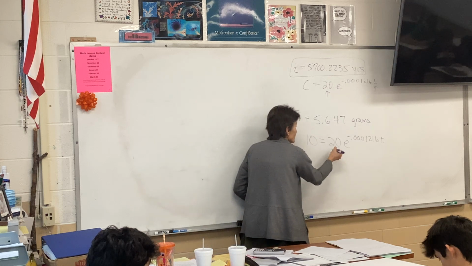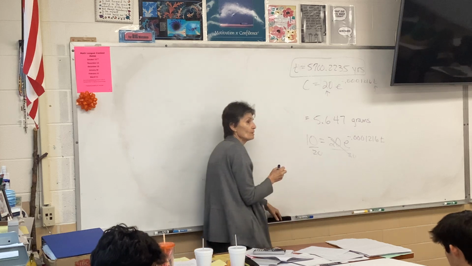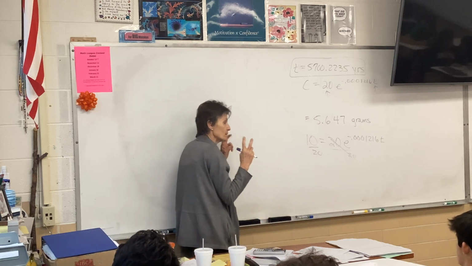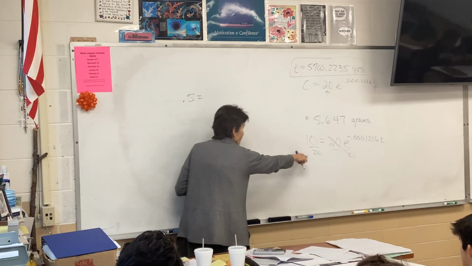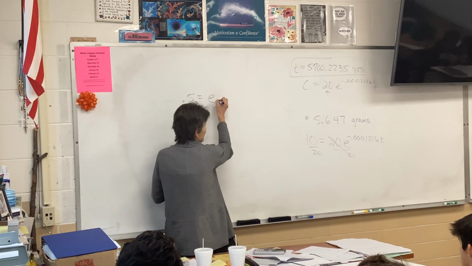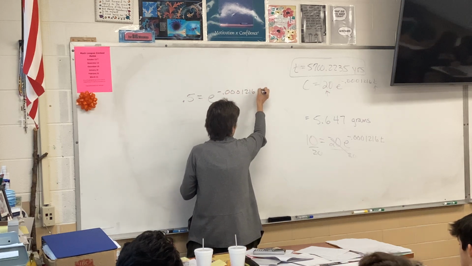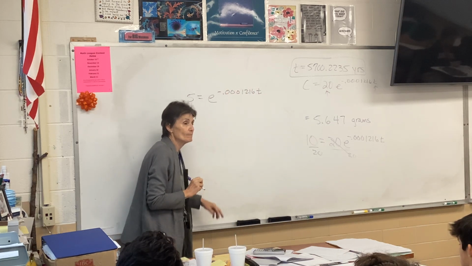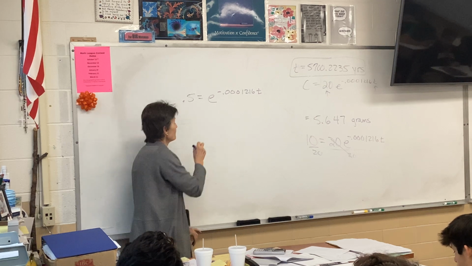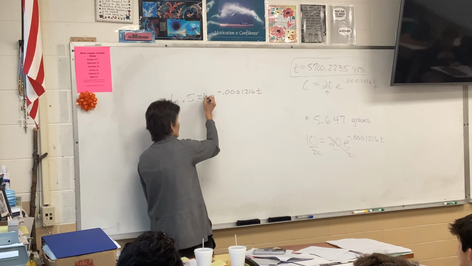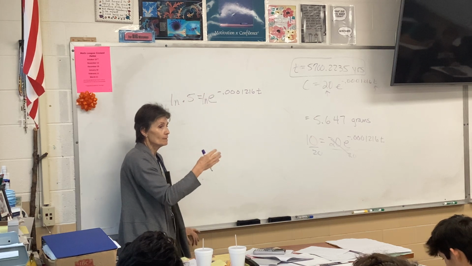Step 1, divide by 20. You've got to get rid of your A value, your initial value. So 0.5, 1/2, equals e to the negative 0.0001216 for x. Now I'm going to take the natural logarithm of both sides. I'm going to ln both sides.